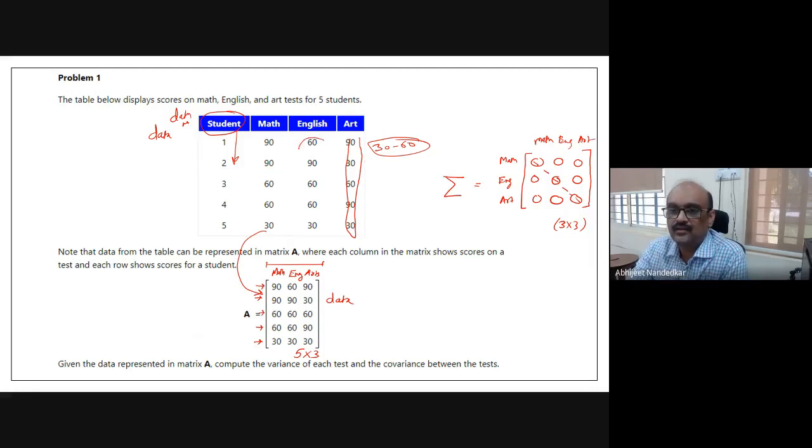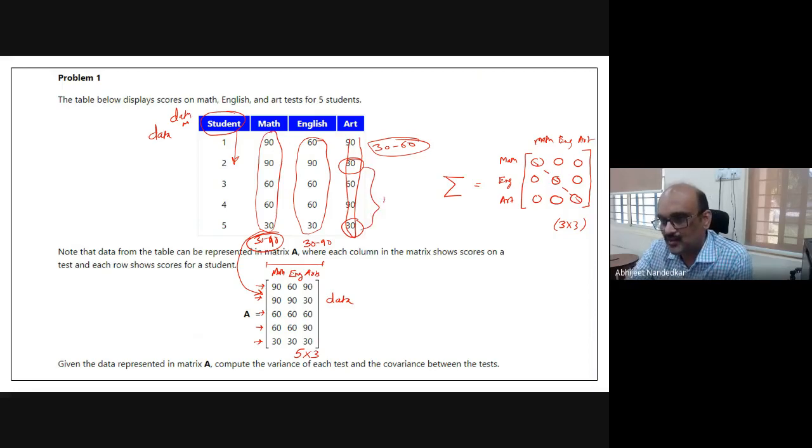Whereas this is also 30 to 90. But here 30 is repeated 2 times, so there is more weightage to the lower side also. And here 30 is repeated only once. Range is same, but weightage here for arts of obtaining 30 is more. So that's why the variance appearing for arts is more.